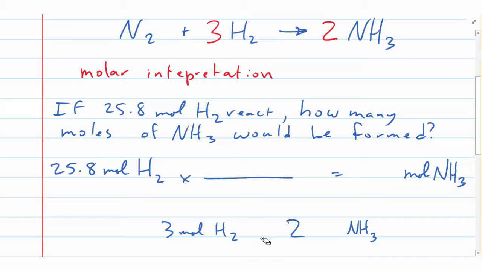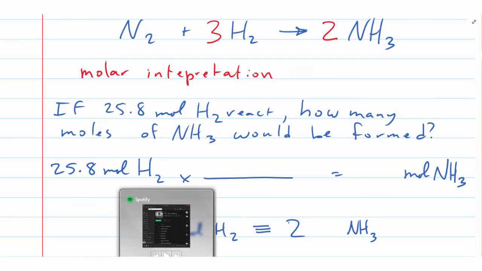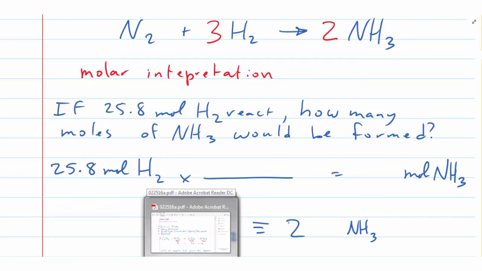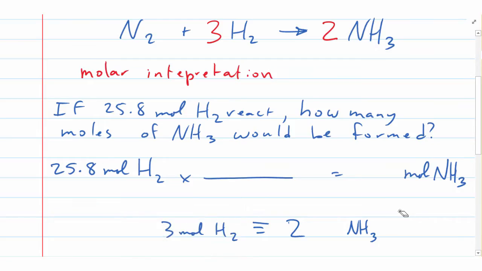Sometimes we put this symbol in there, which stands for "is equivalent to." And sometimes you'll see "is equivalent to" written like this. And sometimes you're going to see me write it with an equal sign. We can write them any one of these ways. According to this equation, 3 moles of hydrogen is equivalent to 2 moles of ammonia, at least according to this chemical equation.